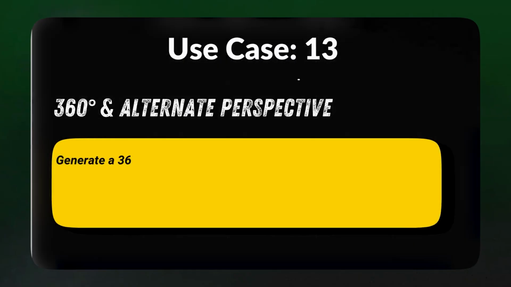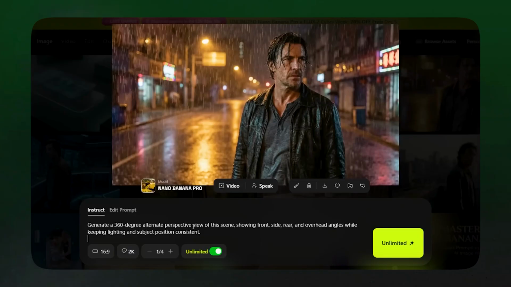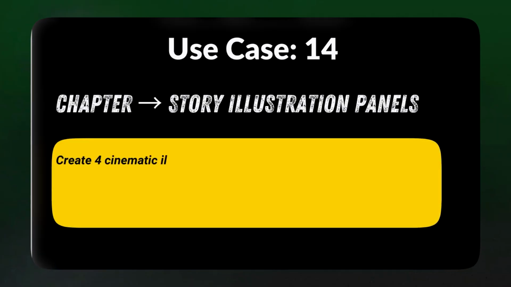Now this one is about seeing the same moment from every possible angle. Generate a 360-degree alternate perspective view of this scene, showing front, side, rear, and overhead angles, while keeping lighting and subject position consistent. You instantly get multiple camera angles of the same scene, perfect for filmmakers, 3D artists, and product visualizers. This one is incredible for authors and educators.